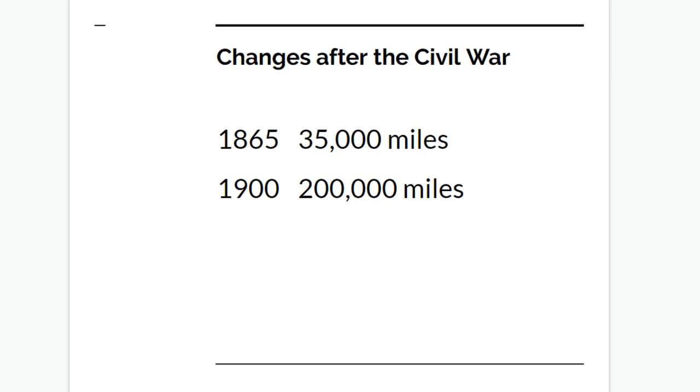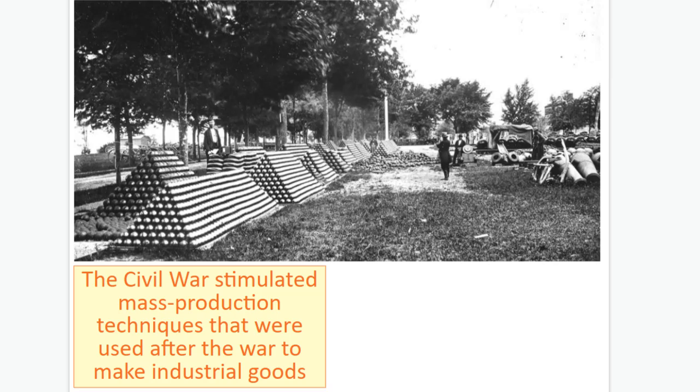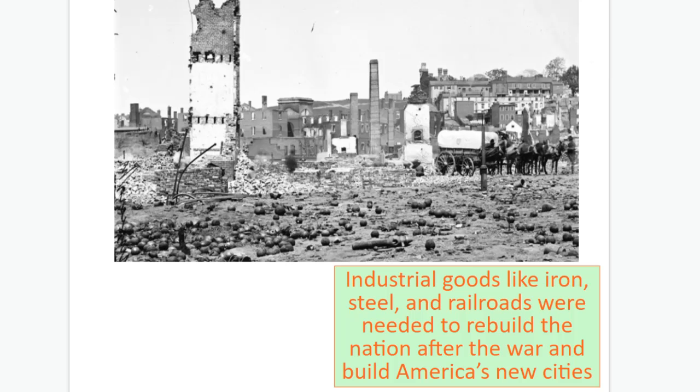To figure out why this is happening, we first have to go back to the Civil War. Something we don't really talk about a lot, but the Civil War stimulated mass production techniques that were used after the war to make industrial goods. In this case, you're talking about cannonballs. They're made on an industrial scale so that we could survive and do the things that we need to do. Now we're going to take this war-type tactic of mass production and put it into an industrialization process. Why? Because industrial goods like iron and steel and railroads are going to be needed to rebuild the nation after the war and build America's new cities.